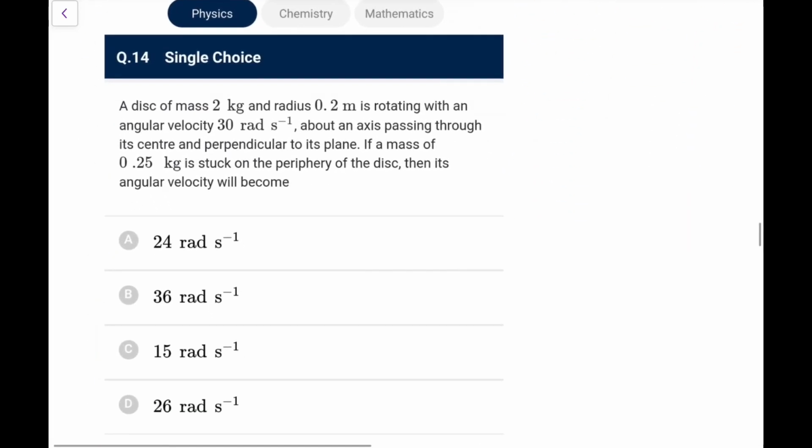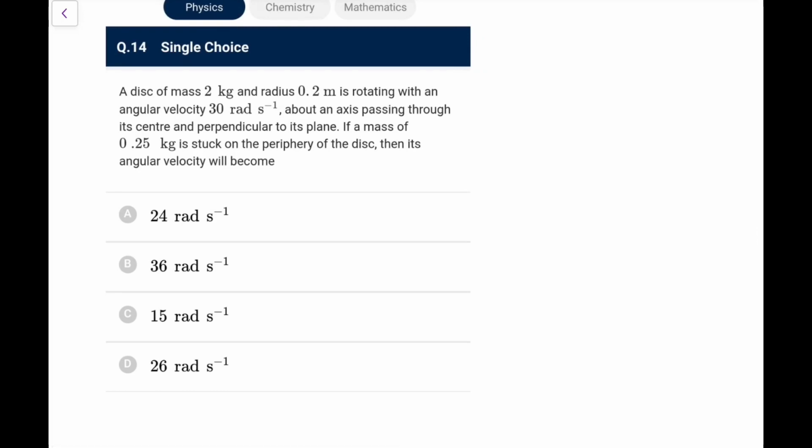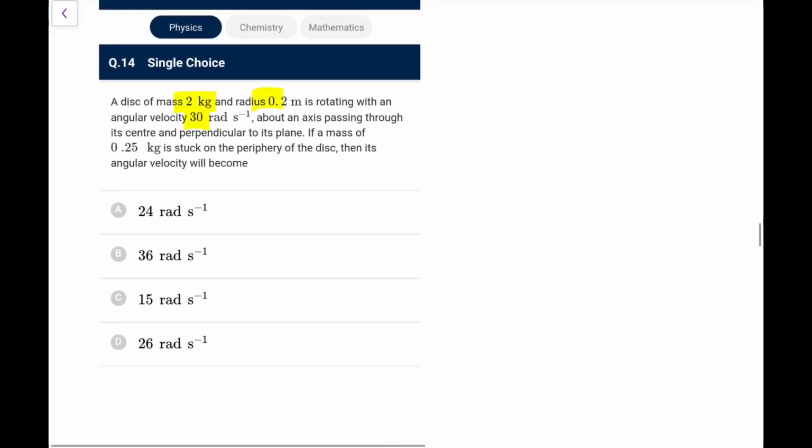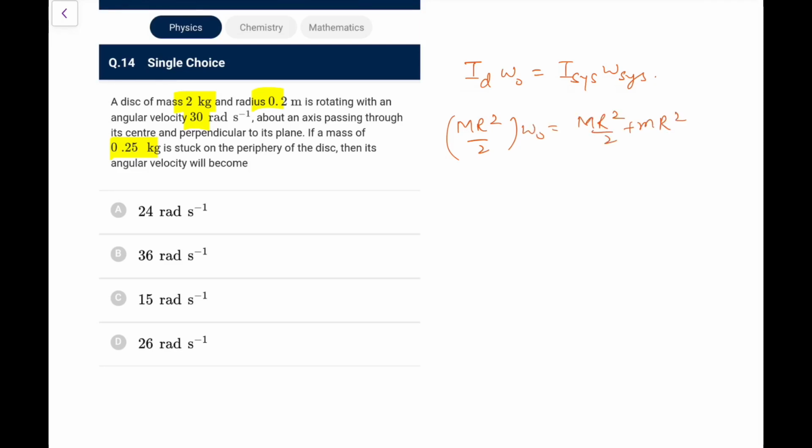So a nice question. Next, a disk of 2 kg, radius 0.2 meter is rotating with an angular velocity 30, passing through center perpendicular to plane. If a mass is stuck on the periphery of the disk, then its angular velocity will become, so it's an angular momentum conservation thing basically, because you assume no external torque. So initial angular momentum I disk into omega naught would be equal to I of system finally into omega of system finally. So for the disk, because it was a perpendicular axis, it is mr square by 2 into omega naught. That would be equal to mr square by 2 plus additional mass, let's say m into r square because it is a point mass, into omega of system.